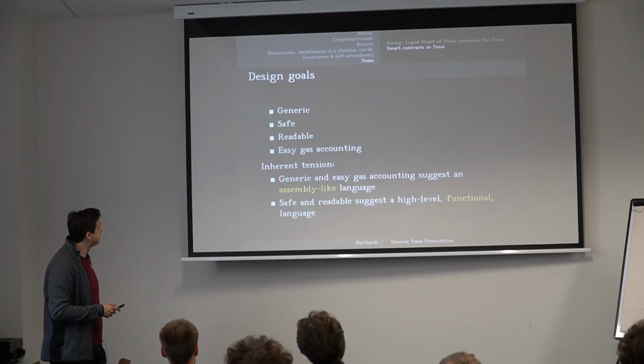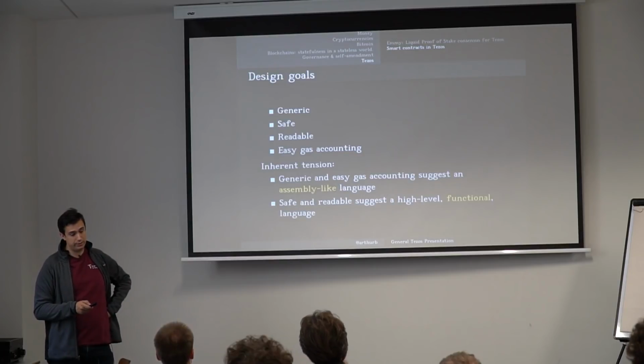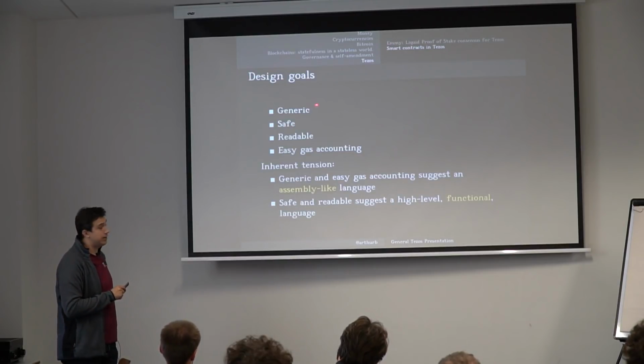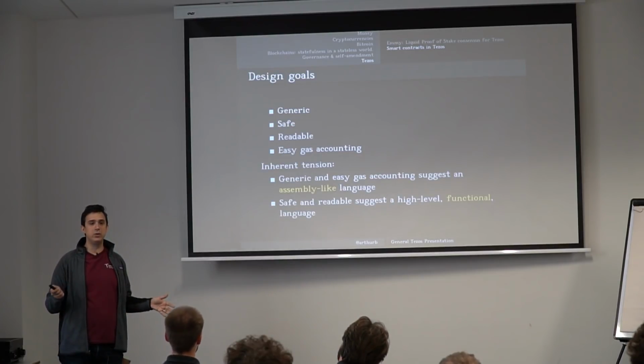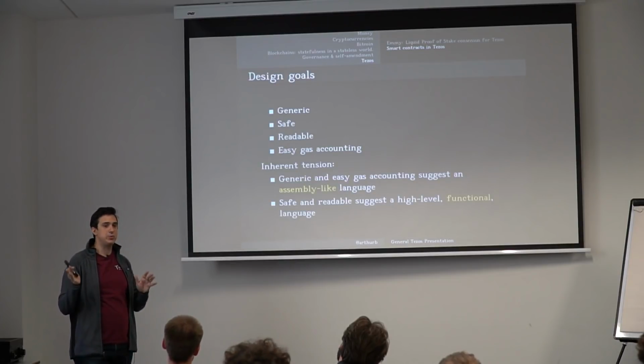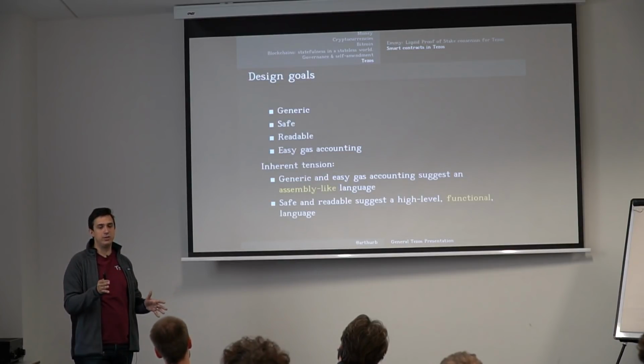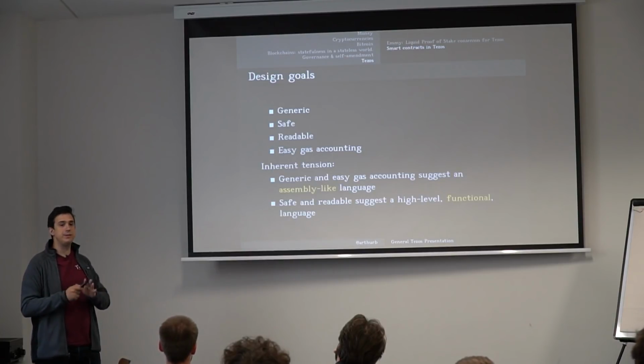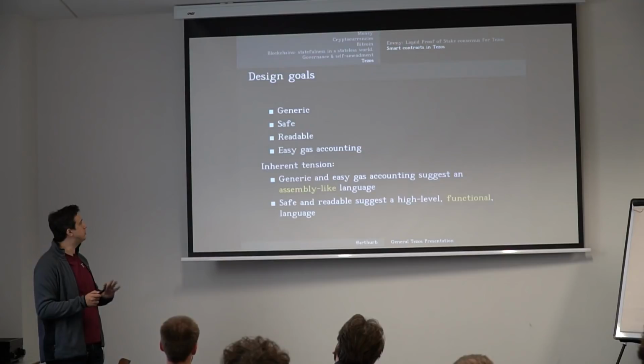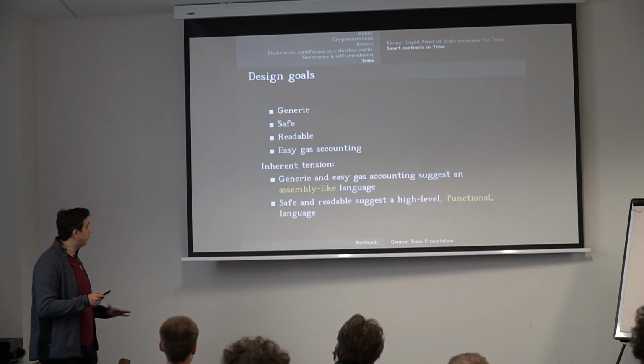So the design goal for the language in Tezos was that it should be generic. You want to be able to do anything. So you don't want to start with a domain-specific language for contracts or finance or anything like that, because you can use smart contracts for many different things, and you don't want to take too strong a view of what it's going to be used for.